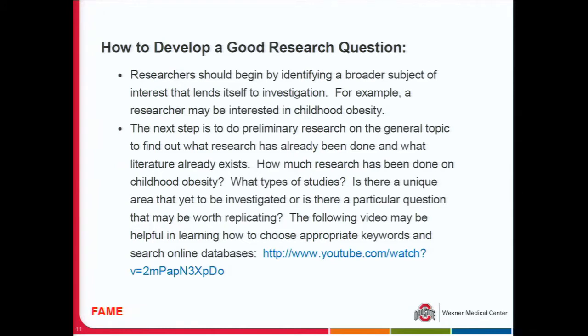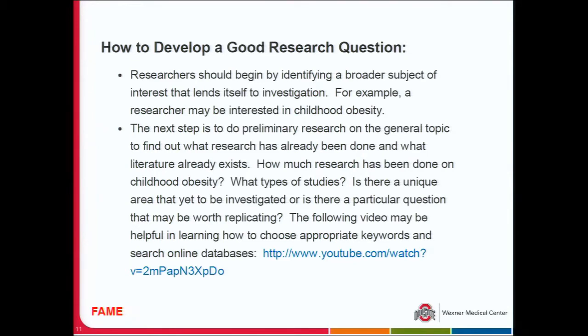So this is also from one of the resources that I believe is on the research page. So some of the advice of how to develop a good research question. Start by identifying a broader subject of interest that lends itself to investigation. Perhaps you're interested in general in the idea of childhood obesity.